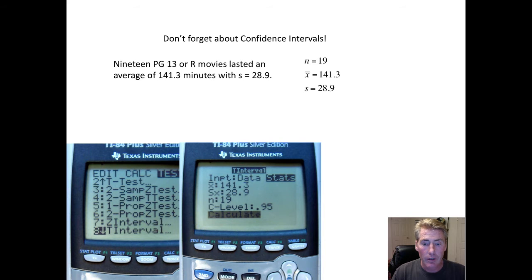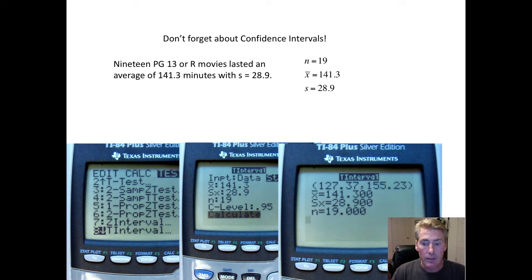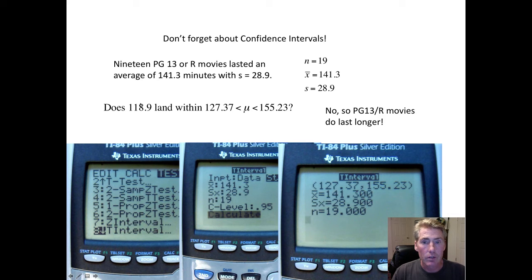Type in the data. And it says that the movies for the older people, they last anywhere from 127 to 155. And for the kids' movies, it was a 118. So does a 118 land within this interval? And it says no. So this interval, all of the numbers are bigger than it was for the kids' movies. So this sort of backs up the last test that we just did. Okay, so that's it. Have fun.